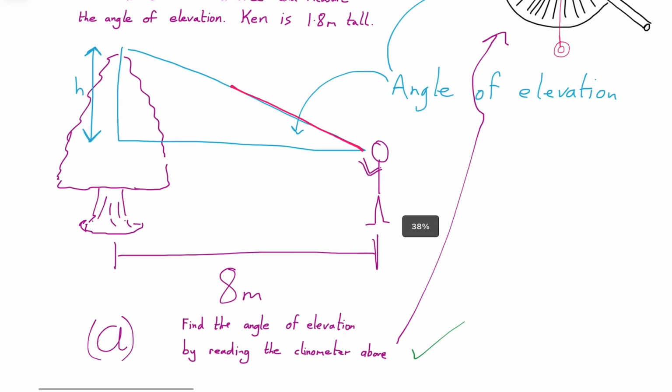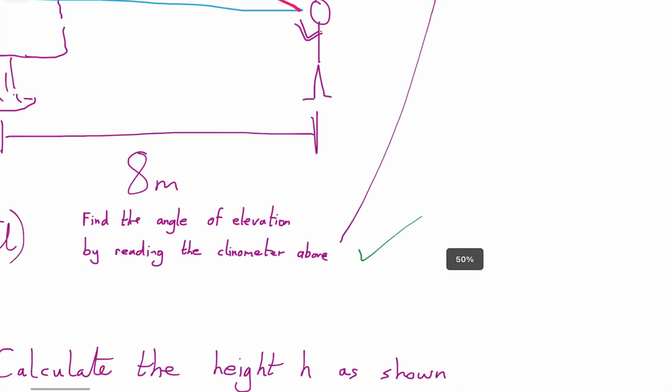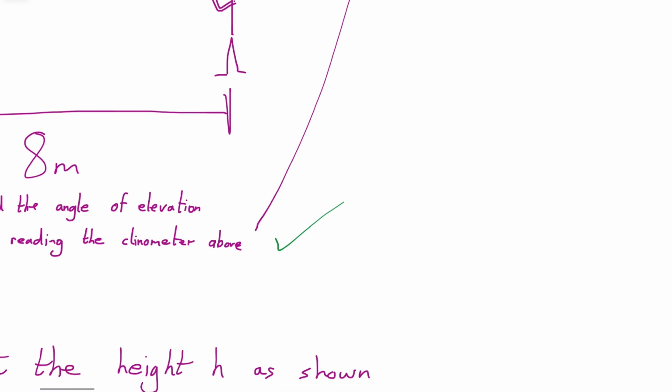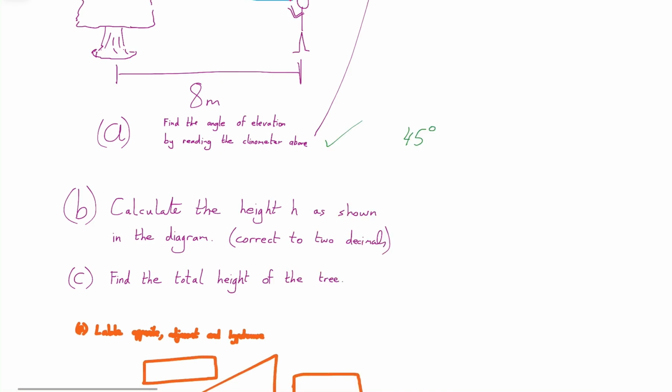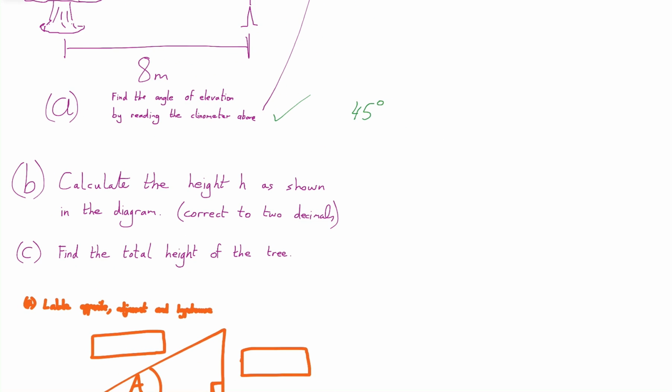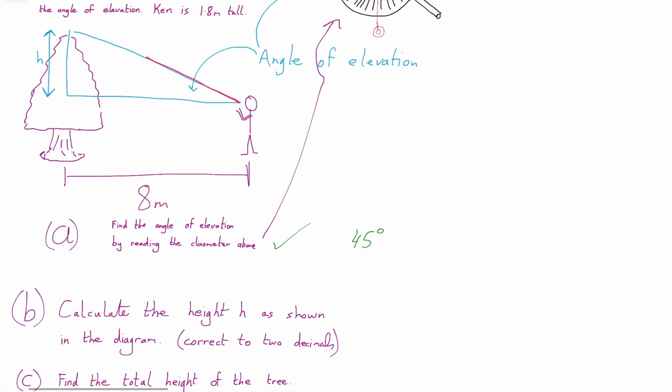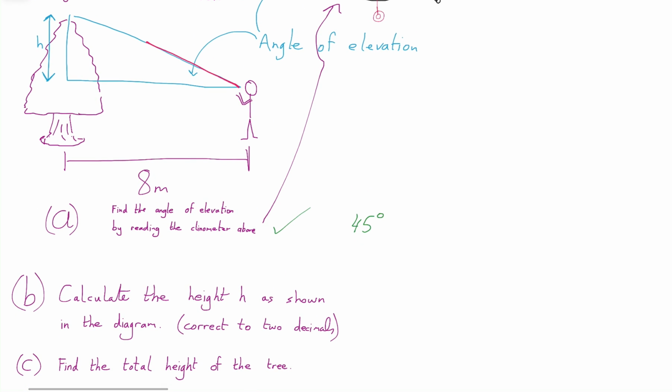It's only an estimate. Find the angle of elevation by reading the clinometer above. That particular diagram looks like about 45 degrees. If you've got an estimation question like that, you just have to go with what's in the picture. Calculate the height as shown in the diagram, correct to 2 decimals. That's kind of easy enough to get at that height.